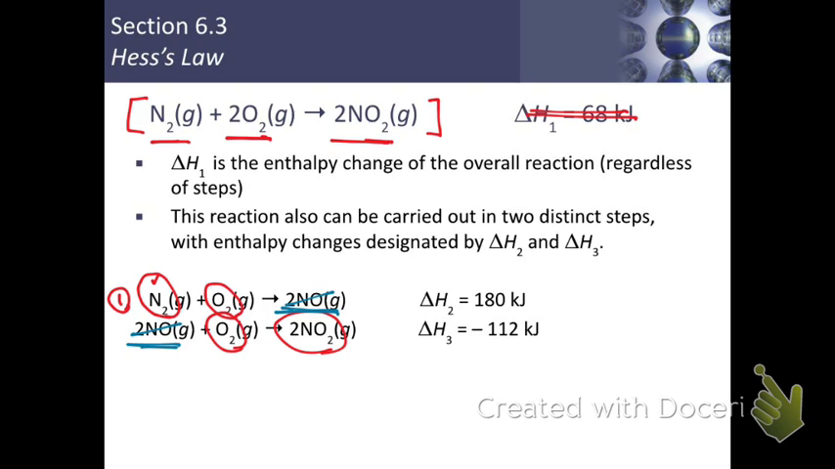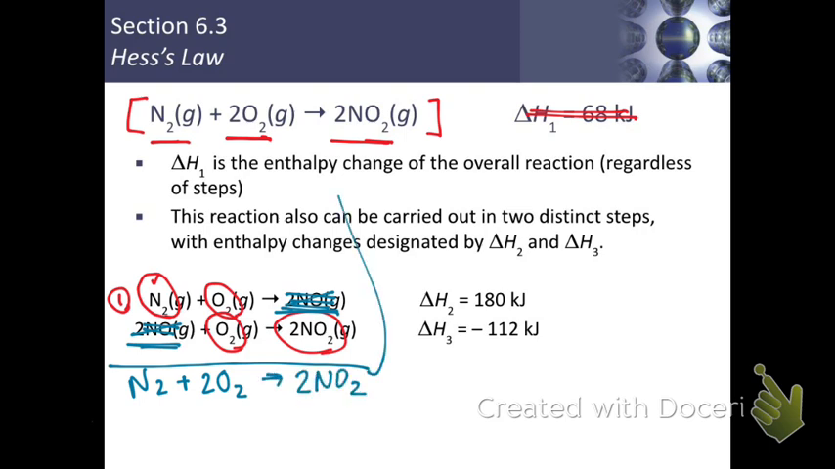So I can't cancel NO and 2NO, right? Those wouldn't cancel. They would reduce down, but they wouldn't cancel. Okay? So once I cancel this out, 2NO and 2NO, I'm going to basically just see what I have left. I've got N2. I've got how many O2s? 2. And I'm left with 2NO2. Does that look really similar to what I'm supposed to be having up here?